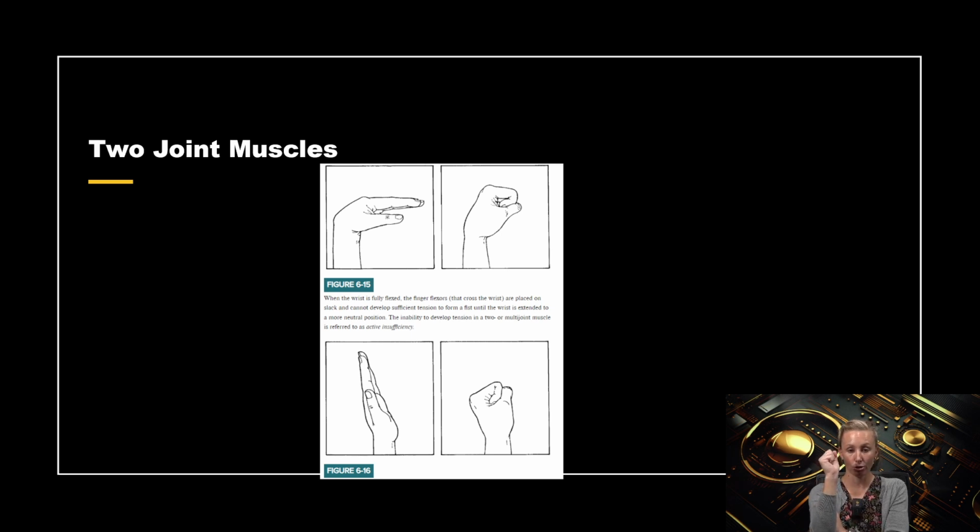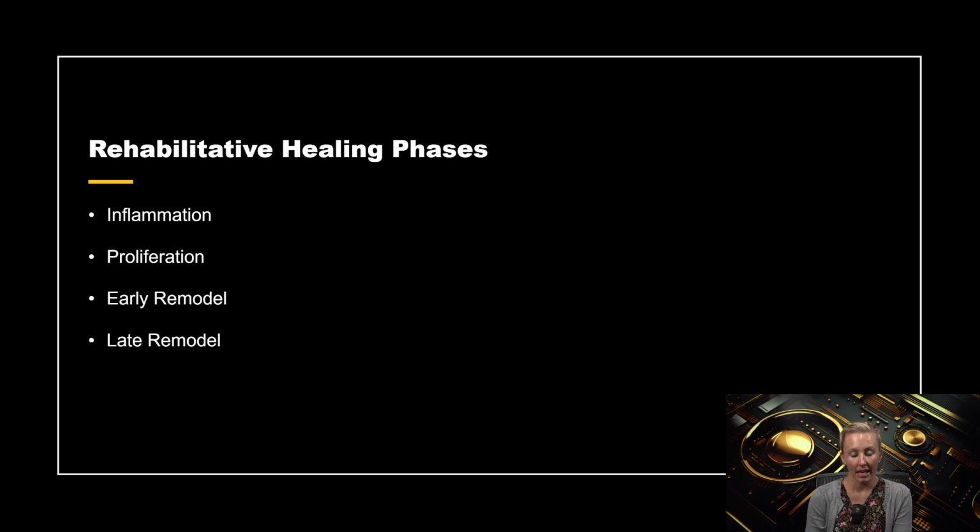But if we go back to neutral and we flex the fingers and then try bending the wrist, we're not going to be able to fully flex the wrist. So you think of a muscle, and when it's contracting, it can't contract fully over two joints. So understanding that active insufficiency and how that could affect us if we're trying to contract muscles over two different joints. And then the final thing is our rehabilitative healing phases.